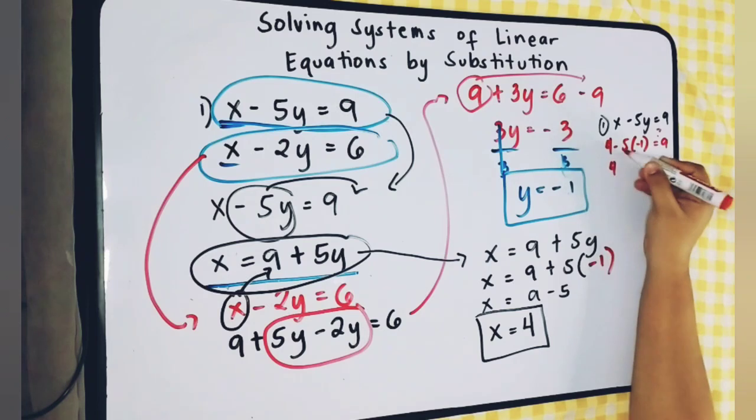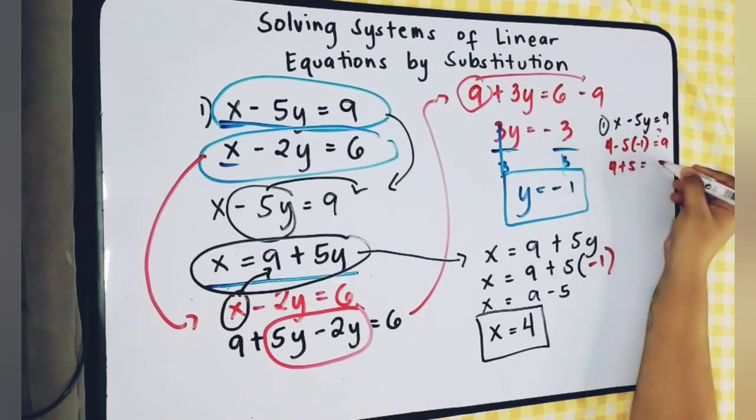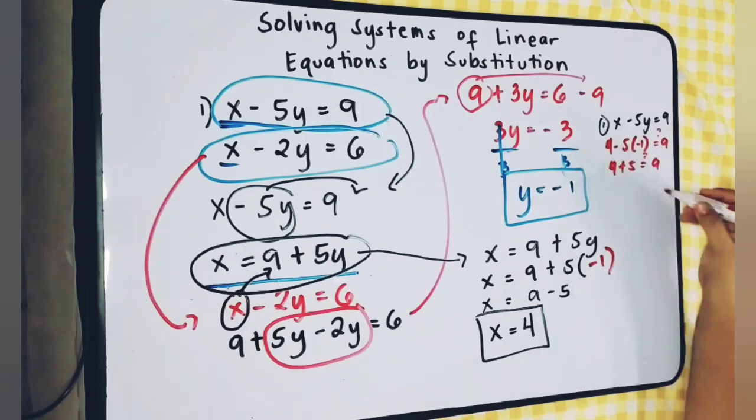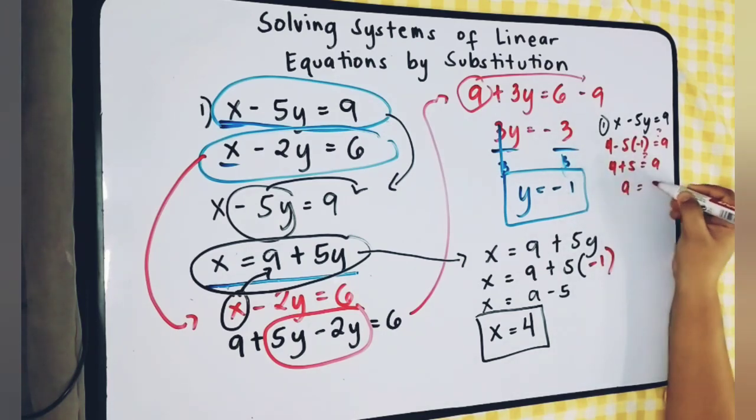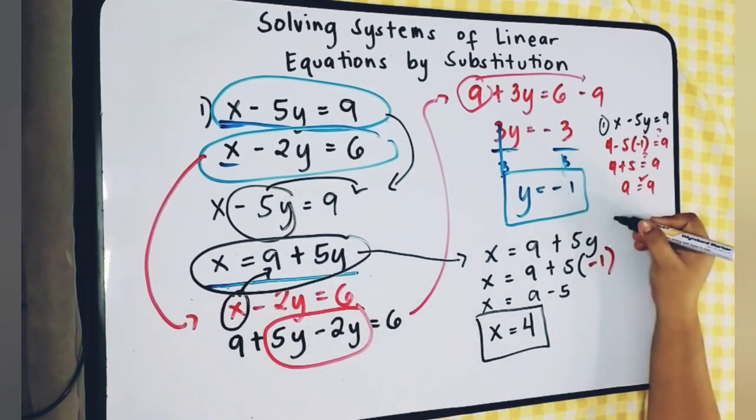So, 4, negative 5 times negative 1 is positive 5. Is it equal now to 9? So, 4 plus 5, 9 is equal to 9. So, correct. Second equation, try din natin.